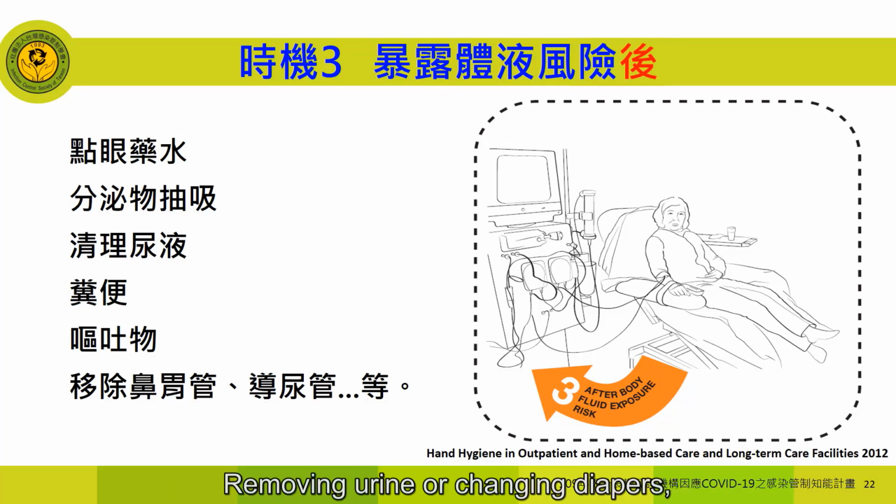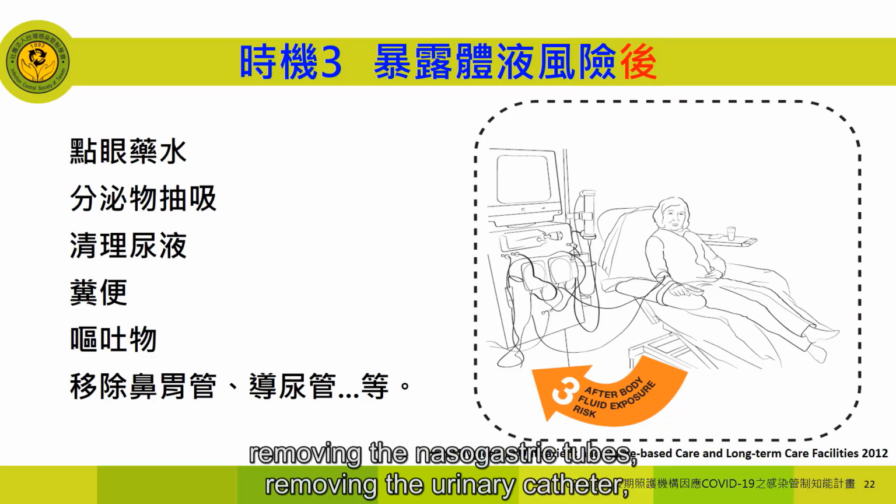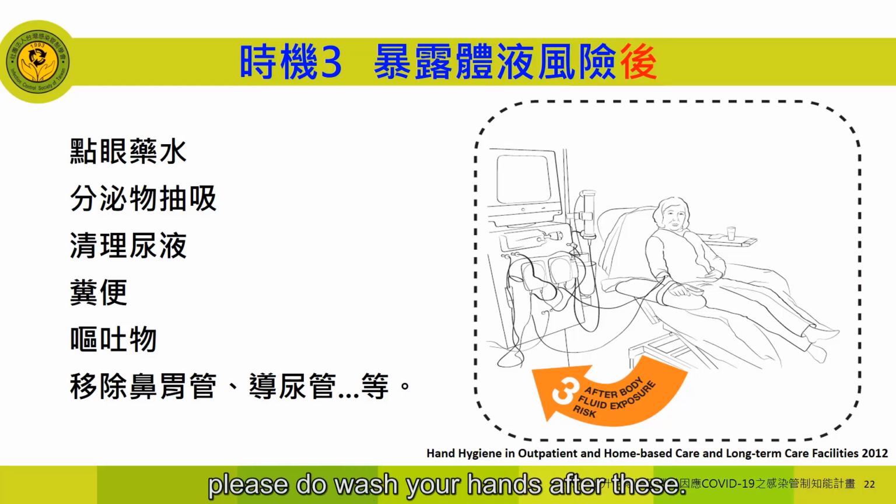Removing urine or changing diapers where there may be urine or stool on them. Don't forget to wash hands after that, or after cleaning vomitus. Removing the nasogastric tubes, removing the urinary catheter. Please do wash your hands after these.